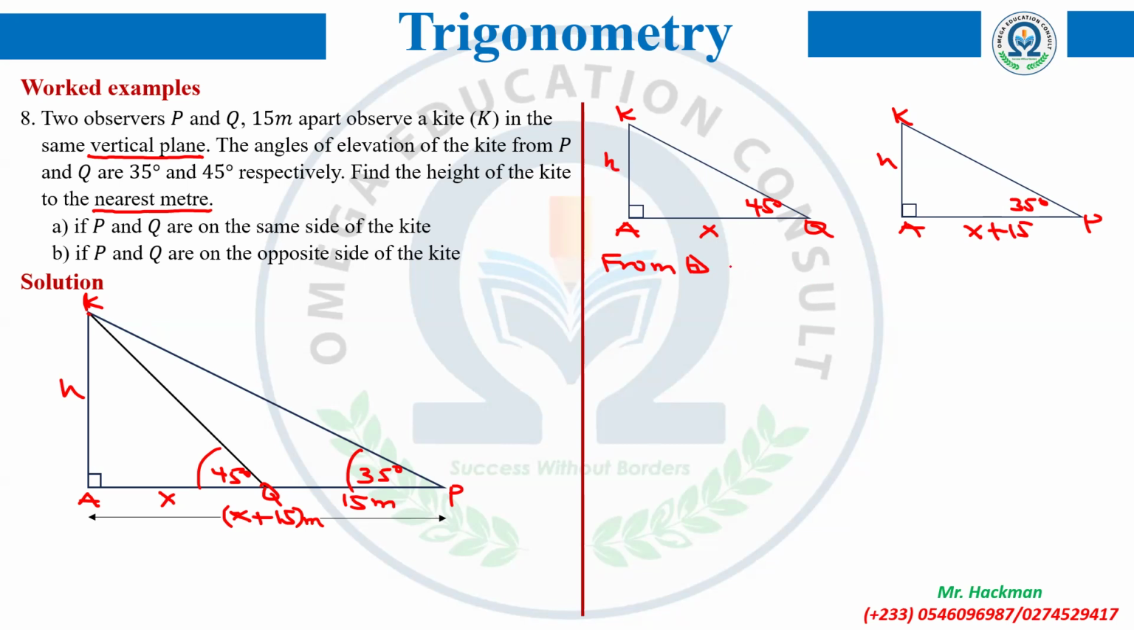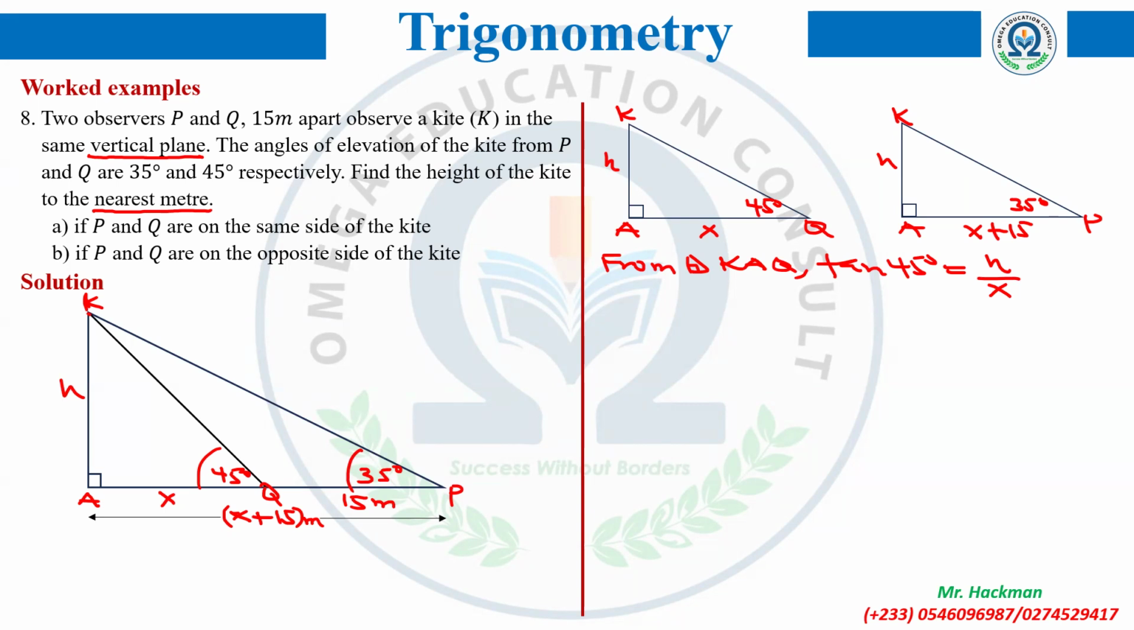So in this case, from triangle KAQ, if you have space, you continue, otherwise you come down. But I am going to continue. So what do we have? Opposite then adjacent. Which trig ratio? Tan. Tan 45 degrees, I hope you agree, will be equal to opposite over adjacent. So the opposite will be h over the adjacent, which is x.